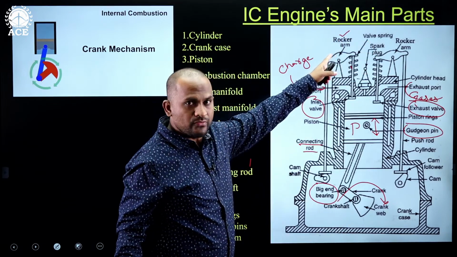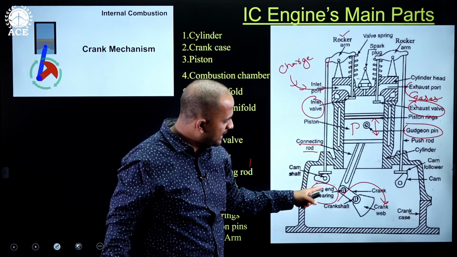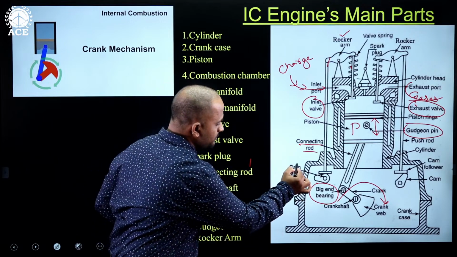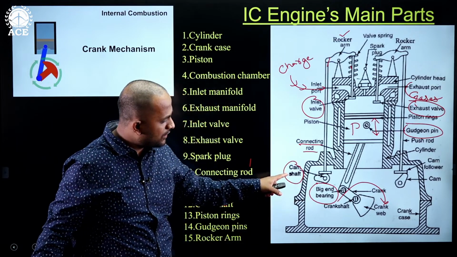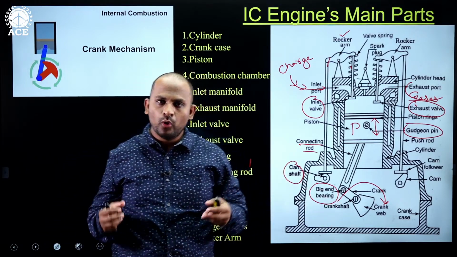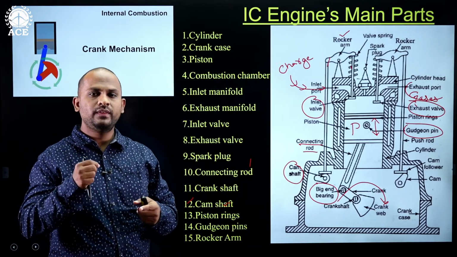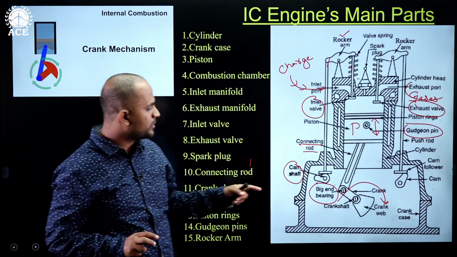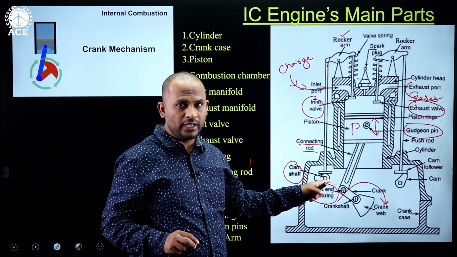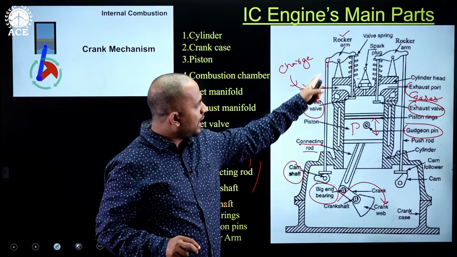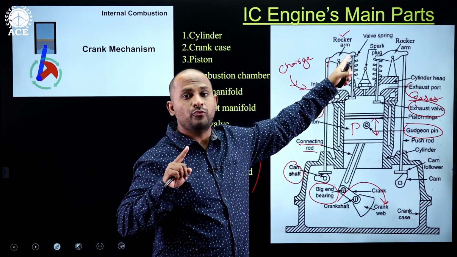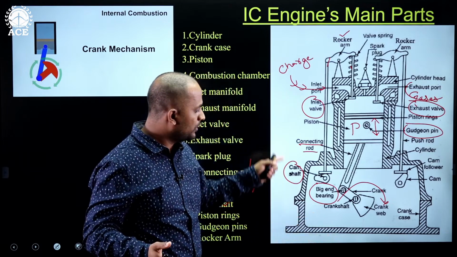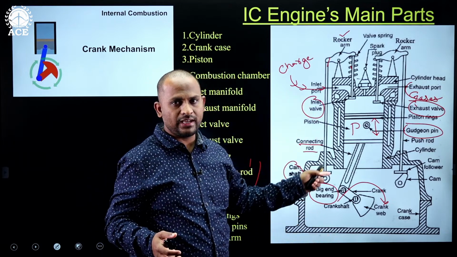See here, this valve is attached with a rocker arm, and the rocker arm is fixed with a push rod which is placed on the camshaft. The camshaft and the crankshaft both are joined with the help of a timing gear arrangement. When the camshaft is rotated, it will push the push rod, and the push rod will actuate the valves so that the valves are opened and closed. That is the valve actuating mechanism.